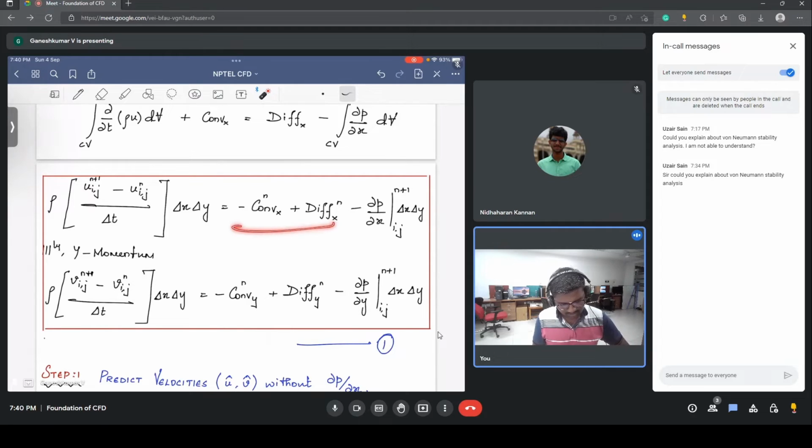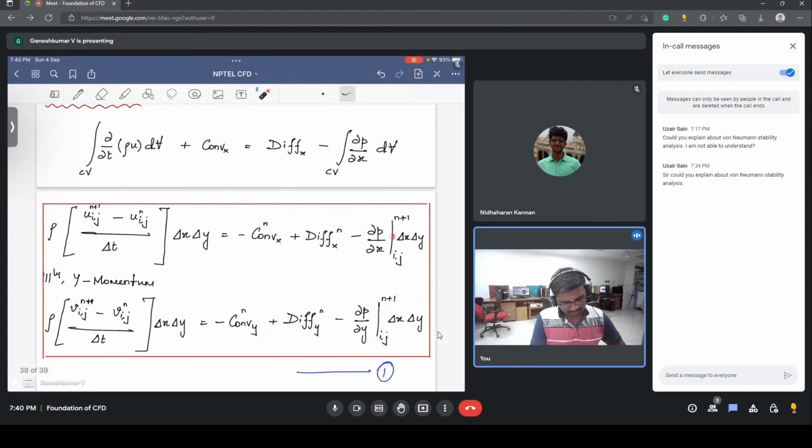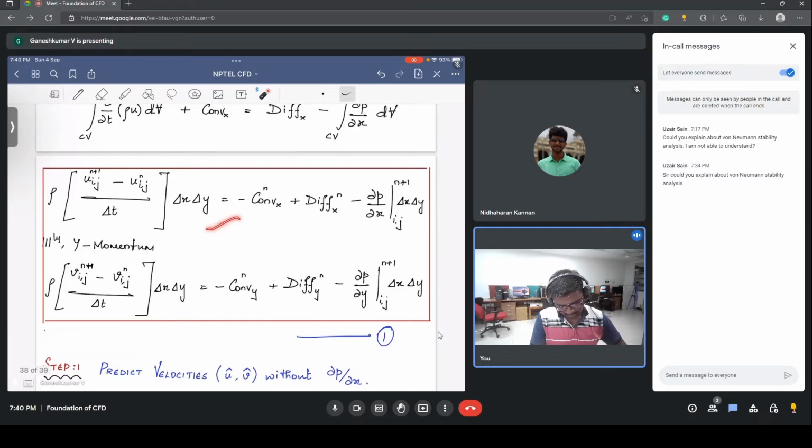So I didn't write it for simplification. So you will write the same discretized form here. And we also have the pressure gradient term. Here the pressure gradient would be dou p by dou x at ij times delta x delta y into 1, because it is for a control volume. Similarly, you can write this for the y momentum equation also. So this would be another equation.